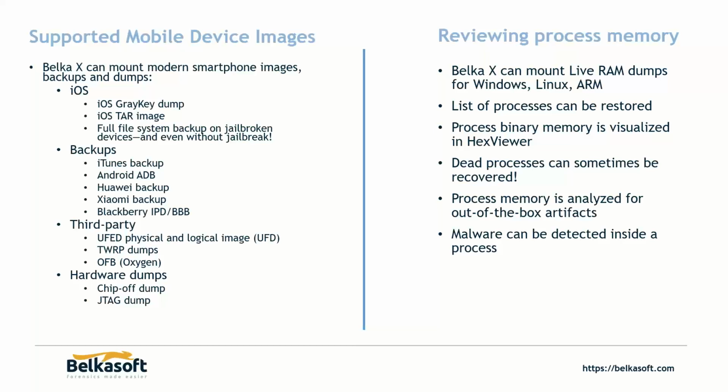Now looking at the left side of the screen, we do have reviewing the process memory, which is very important, as you know, for incident investigations. If you're able to acquire a memory dump, Belkasoft X can mount live RAM dumps for Windows, Linux, and ARM. So not only Windows. While we can only acquire RAM from Windows, we do support memory dumps from the others. With that being said, there is the potential of restoring a list of processes, as well as looking at the binary memory in Hex Viewer. Sometimes, if we're able to acquire a snapshot, we can recover dead processes.